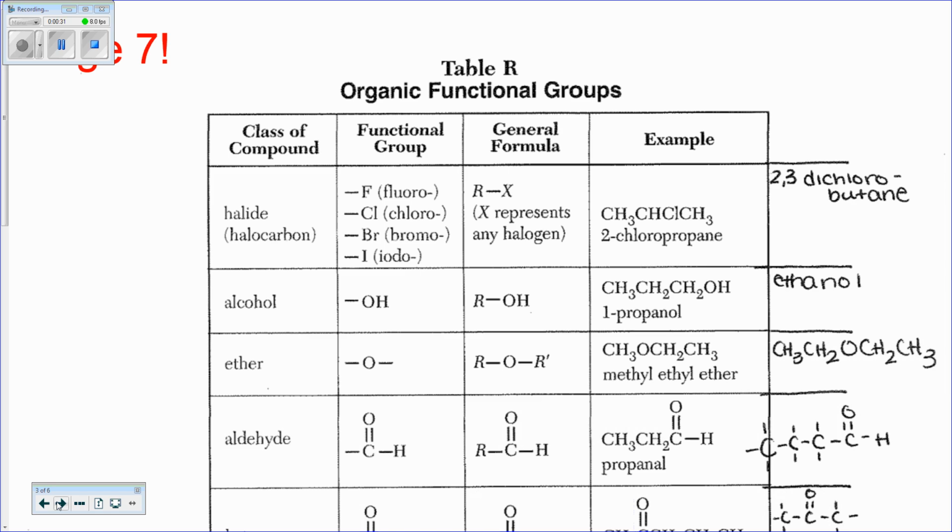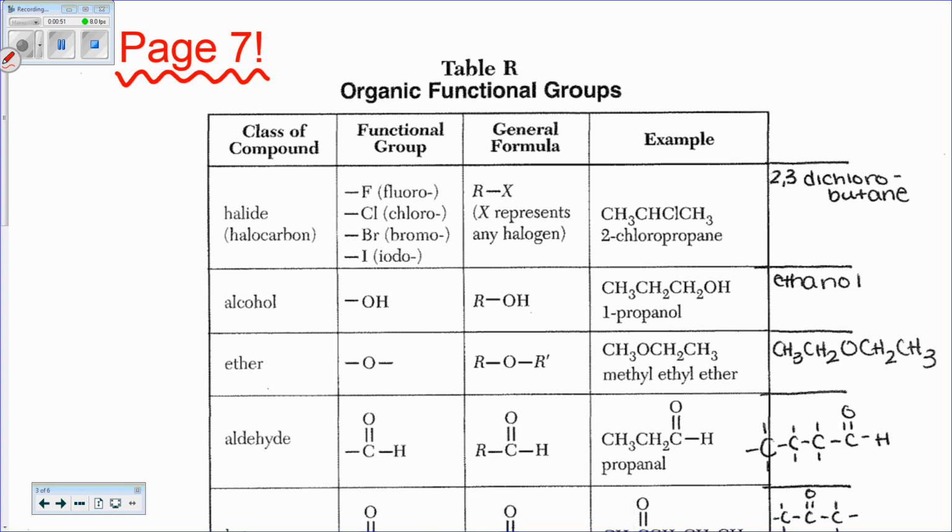So I'd like for you now to go, I don't know if you see that, to packet page 7. So the first section of your packet. And this is a picture of table R. You can see I have extra examples on the end. So how you want to use this is we're going to focus on a few of the categories.